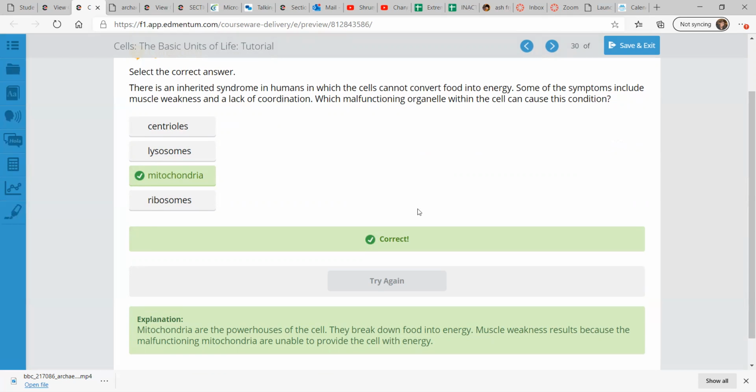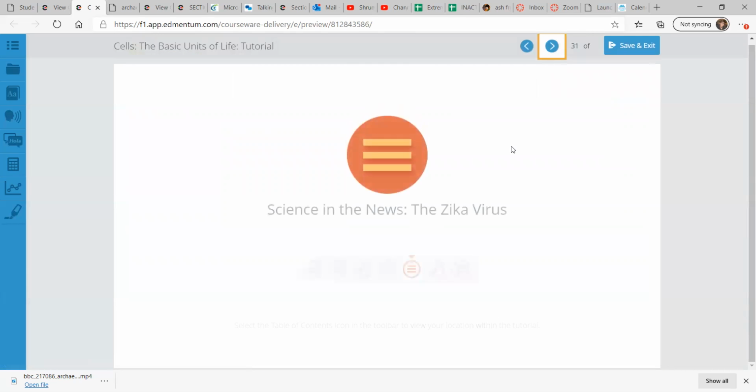I guess it's kind of a meme at this point, but these guys break down food into energy and give the cell the power it needs to function. Muscle weakness results because the malfunctioning mitochondria are unable to provide the cell with energy. So it's like when the electricity goes out in a city. They don't have any energy. Everything kind of gets put on hold for a second. If you've ever lost power before, you can't do as much stuff. So it's kind of like that. Muscles get weak because there's no power.